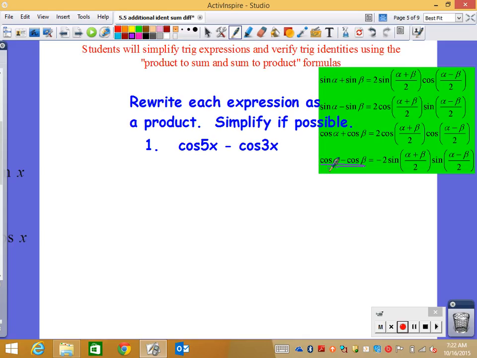And alpha and beta are just letters. You can think of them as A or B. To stay consistent, I'll keep them alpha and beta. But if you want to label them as A and B, that's perfectly fine. And now we just plug into the formula.